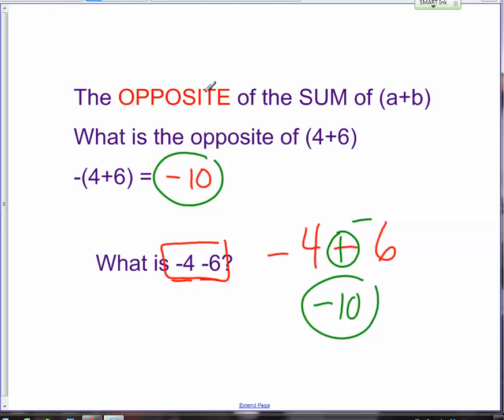So if I want the opposite of the sum of a and b, we decided to look at first, what if I knew a was 4 and b was 6? If I want the opposite of 4 plus 6, I add 4 plus 6 first and I get 10, and the opposite of 10 is -10. Well, you get the same thing if I take the opposite of everything in the bracket. So the opposite of all of this in brackets simply means I want the opposite of 4, which is -4, and the opposite of adding 6, which is subtracting 6. And -4 minus 6 is also -10.